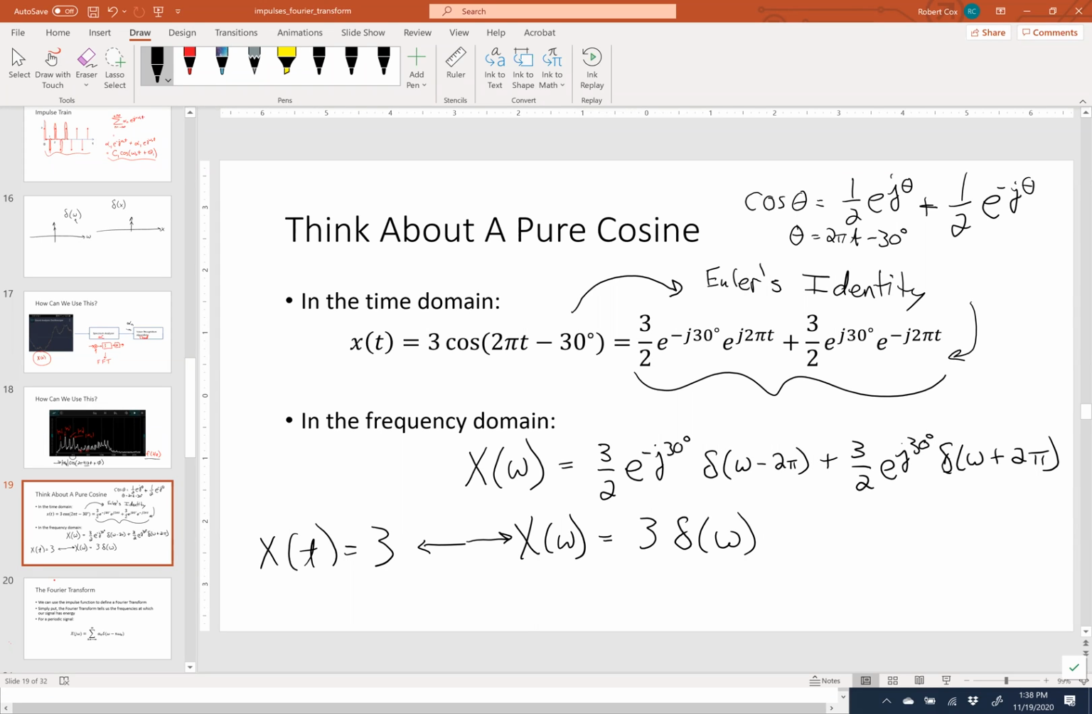If I gave you instead, let me take a simpler one. X of t equals 3 cosine t. At what frequencies does x of t equal to 3 cosine t have energy? Somebody other than Zach. Everything except multiples of pi over 2.